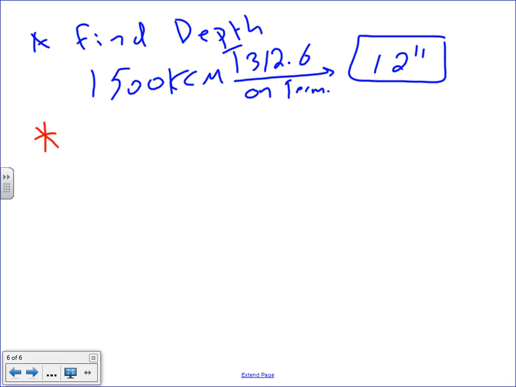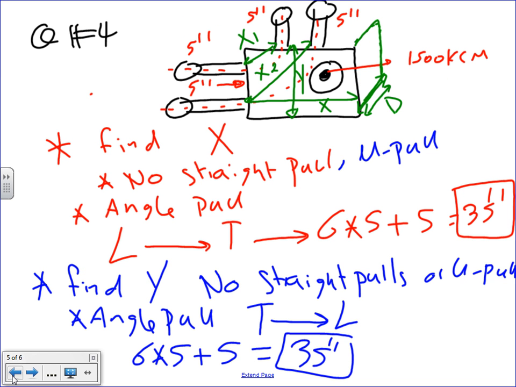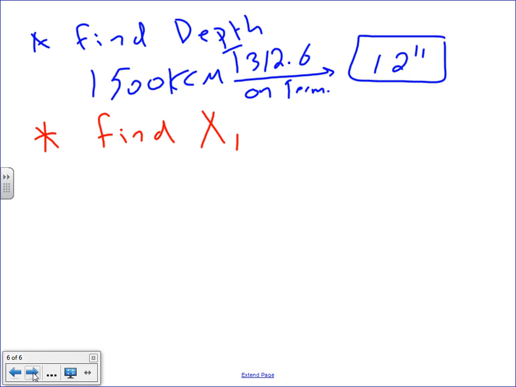The last thing we need to find is X1. Chris, is it right? 12? Yep. Everybody? Yes. Okay, X1. I want to remind you, my friends, that X1 is actually the distance between the first conductor, right? And so it's 6 times the largest of the two. Both of them are 5, so 6 times 5 equals 30 inches. So the distance between them is 30 inches.